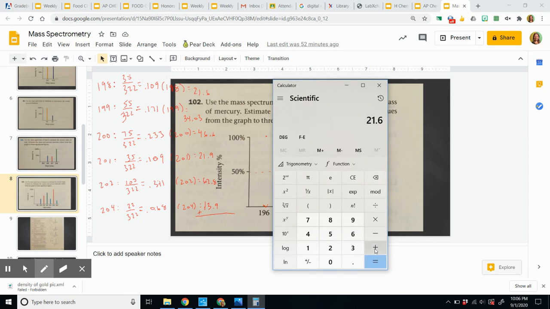21.6 plus 34.03 plus 46.6 plus 21.9 plus 62.8 plus 13.9. Let me check my numbers. 21.6, 34.03, 46.6, 21.9, 62.8, and 13.9 equals 200.83.